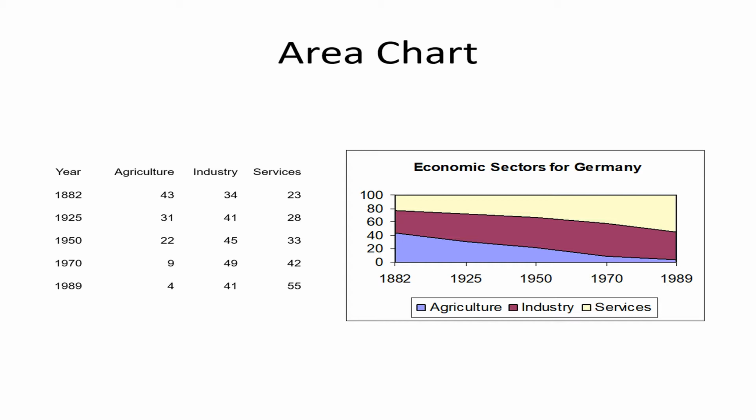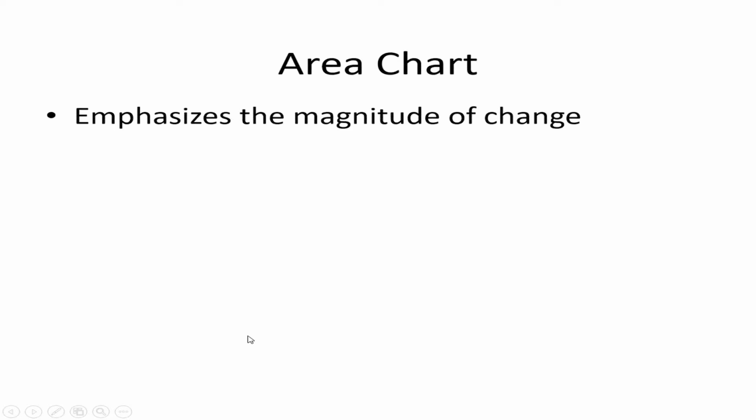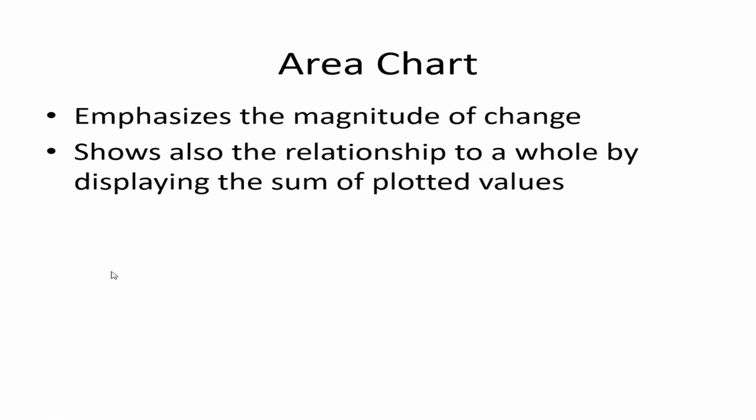Therefore, one of the things you can do is to think how to fix this using an area chart. This is left to you. This is the only chart that I am presenting that has misrepresentation, because the numbers are under tick marks and the distances look the same, but they are not, because of the relative differences between the dates. The area chart emphasizes the magnitude of change. It shows also the relationship to a whole by displaying the sum of plotted values.